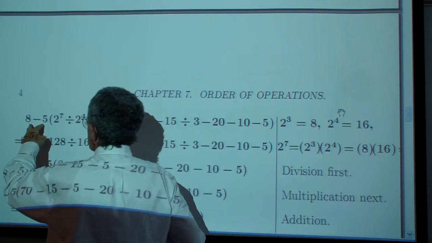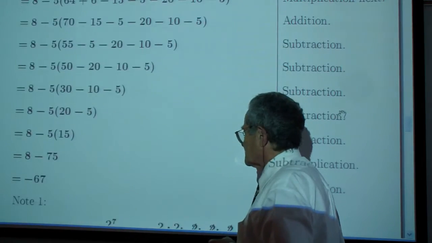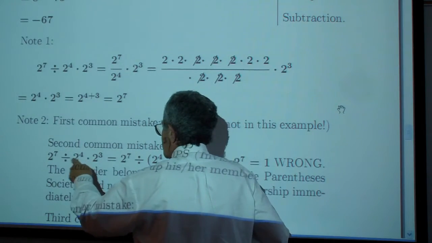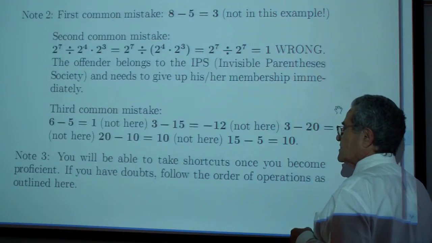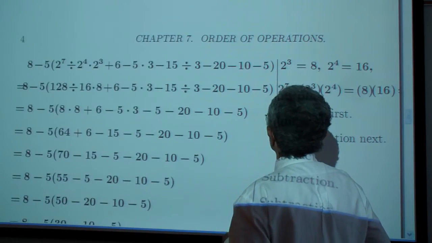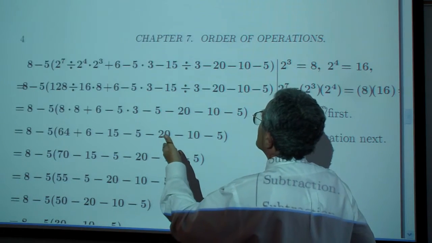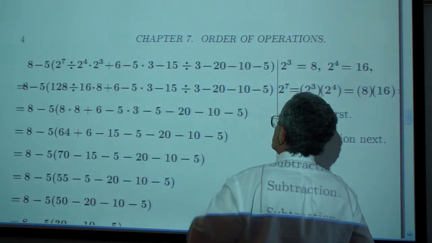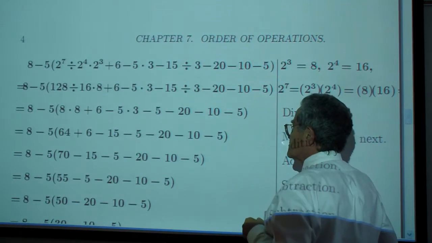What's 8 minus 3? What is 8 minus 5? 8 minus 5 is 3. Not here. Second common mistake. You do multiplication before division. That gets you into trouble because you come out with 1. Third common mistake. You see 6 minus 1 somewhere. You see 10 minus 5, which is 15. Not here. You want to subtract the 10 and you want to subtract the 5.